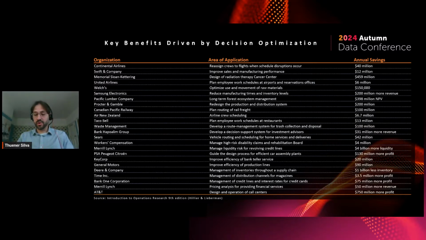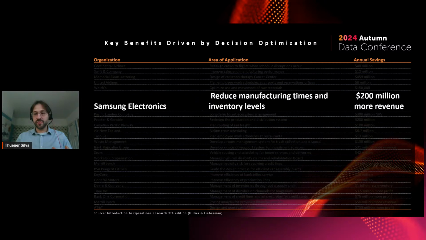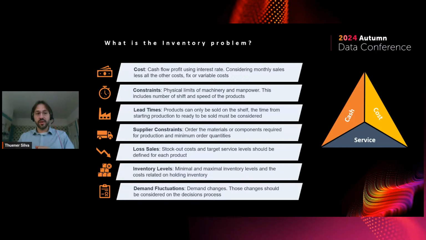One specific important case on this context, from this book, is Samsung Electronics, which reduced manufacturing times and inventory levels and saved about 200 million. They had 200 million more in revenue. So you can understand how important this process is for a company and how much you can save with a process like that. So now you understand decision optimization. That's my background, and that's what I come for.